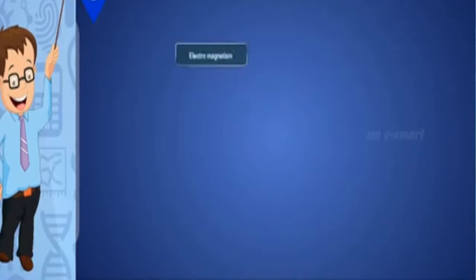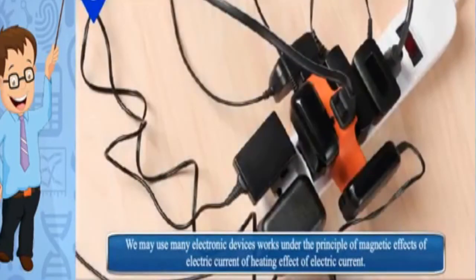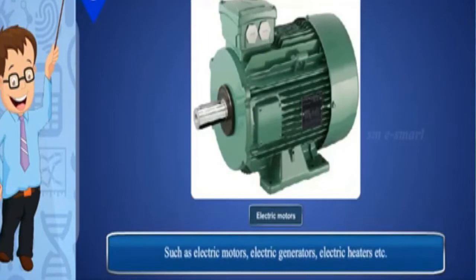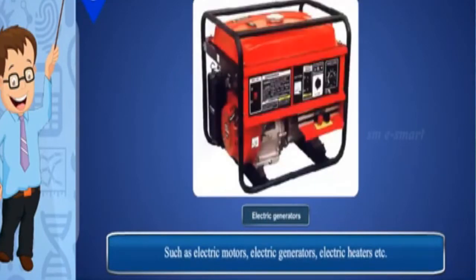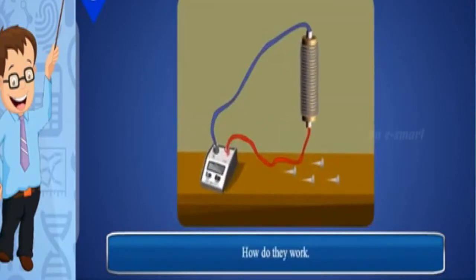Electromagnetism. In our previous chapter on electricity, you have learned about the heating effect of electric current. We use many electronic devices that work under the principle of the magnetic effects or heating effect of electric current, such as electric motors, electric generators, electric heaters, etc. How do they work? How do electromagnets work?